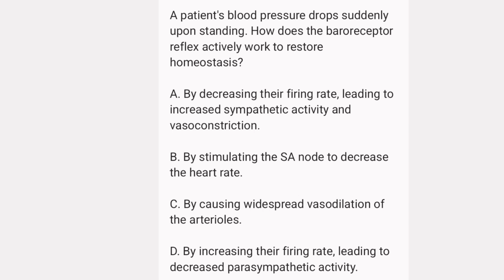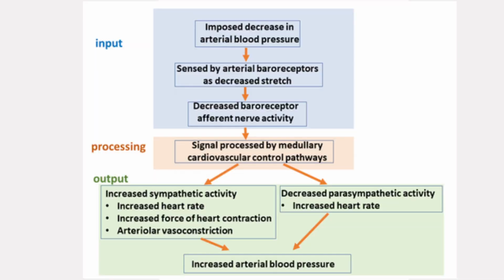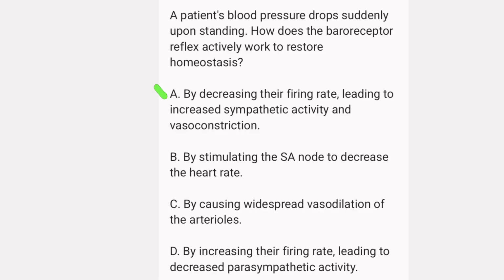From the question, it's clear that blood pressure is low. Lower pressure means less stretch on the baroreceptors, causing them to fire less. So the brain detects this and responds by increasing sympathetic tone to raise heart rate and constrict vessels. So, the answer is option A, by decreasing their firing rate leading to increased sympathetic activity and vasoconstriction.